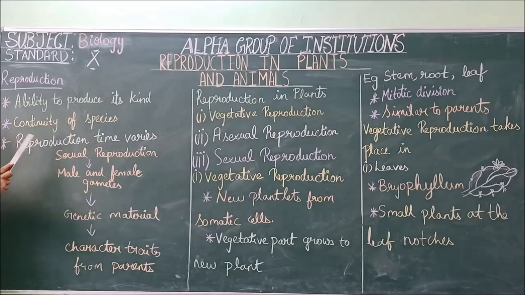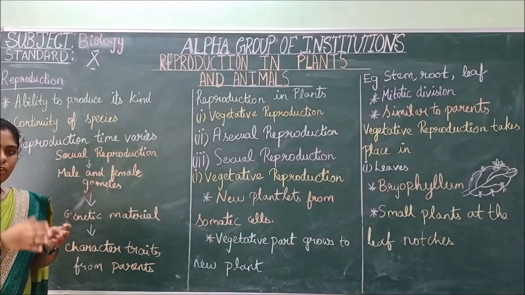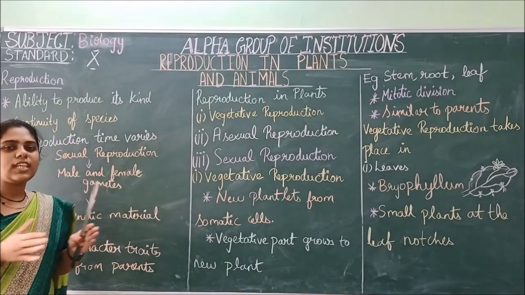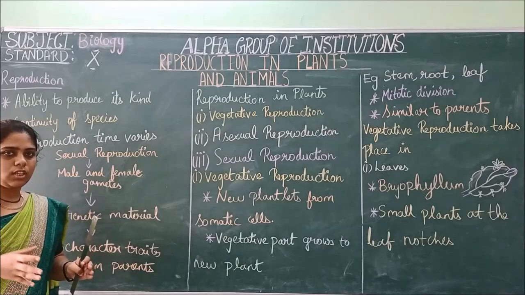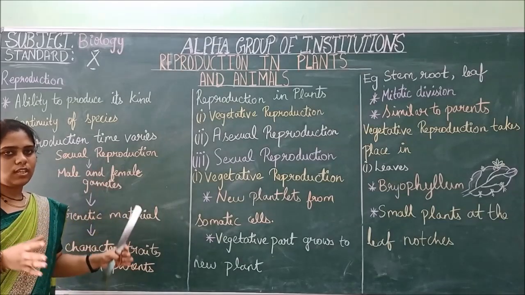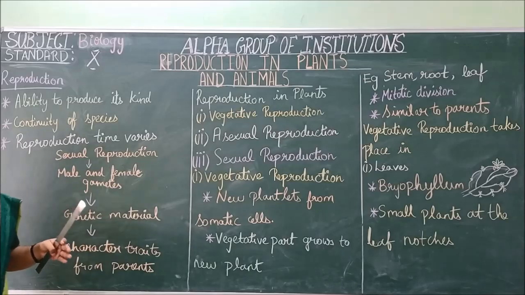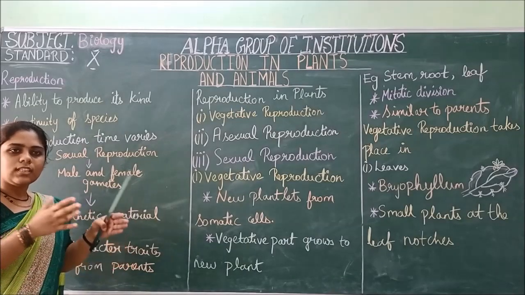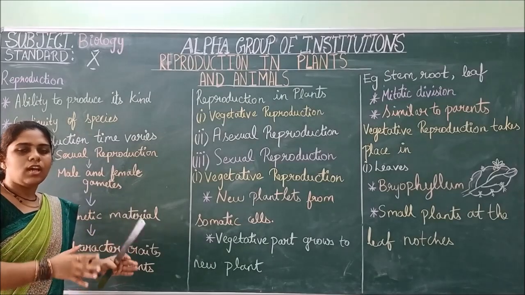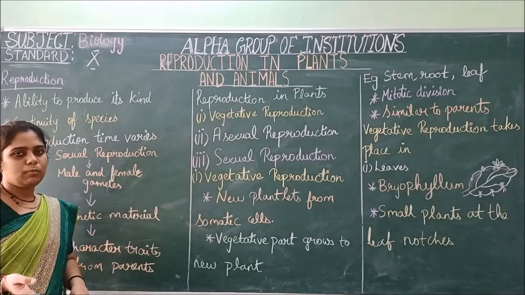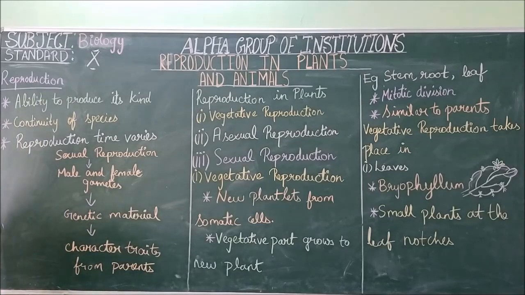So reproduction means the continuity of species. Continuity means that for a species to live in existence, we need reproduction. So a group of dogs is there, a group of humans is there. What happens if they don't reproduce for a longer period? All the dogs that are living, they live and they die. No new organisms will be produced. For new organisms to be produced, we need reproduction. So that is what is meant by continuity of species. For a species to live in existence without extinction, we need reproduction.